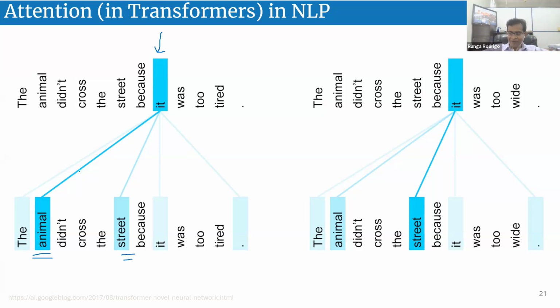So this has higher weight, higher attention strength. But if you take this sentence, the animal didn't cross the street because it was too wide, this it refers to the street. So you can see, depending on the context of the sentence, the same word it can attend to the animal or the street. So you can see the context of the sentence is there.